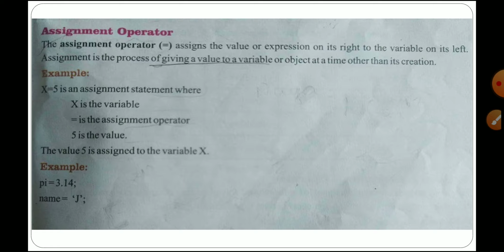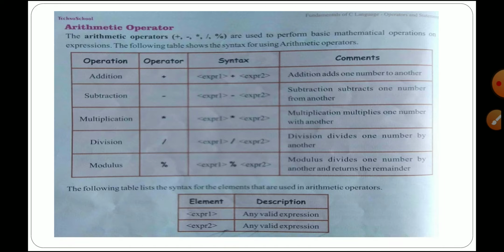Next, name equal to, with a single quote j. That is the value of the variable name. This is the assignment operator. So in name equal to j, don't just say equal; in the C programming language we call the equal symbol the assignment operator. Okay, fine. Next one, arithmetic operator.